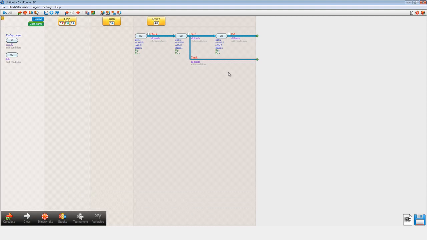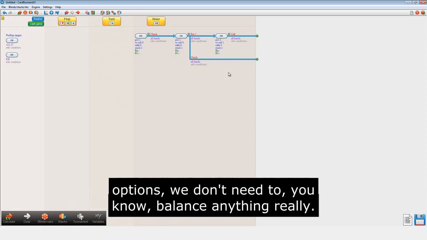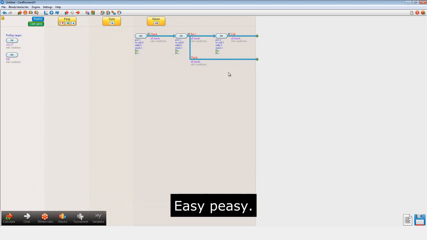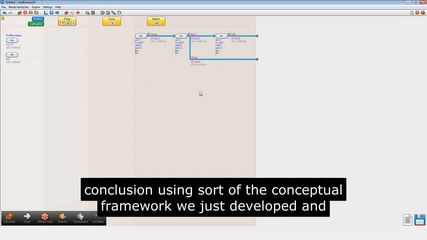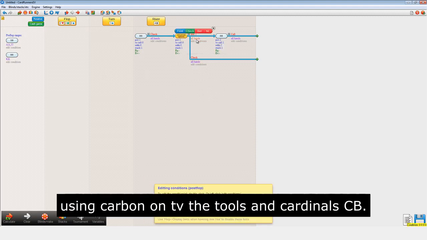Okay, that's the solution. Since the big blind doesn't have any strategic options, we don't need to balance anything really. We just bet our good hand since he's always going to call. We check our bad hands. Okay, easy peasy. Now, I'm just going to show how we could arrive at this same conclusion using the conceptual framework we just developed and the tools in Cardinals EV.